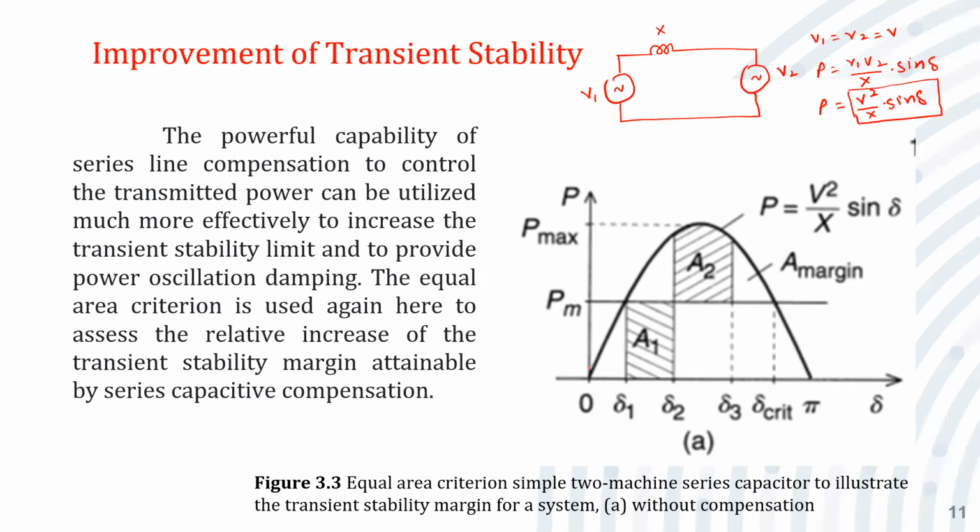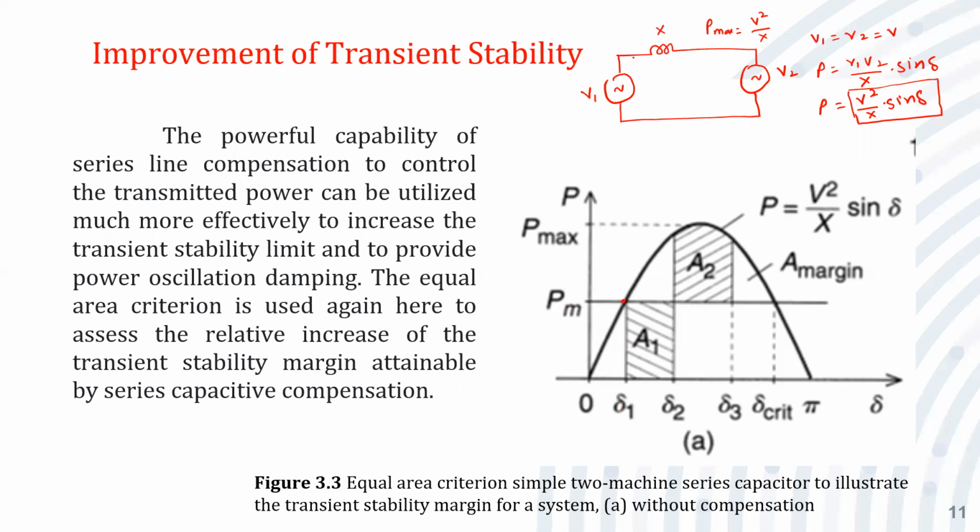This gives the sinusoidal waveform where the maximum power P maximum occurs when sine delta is equal to 1, so it is V square upon X. This is the condition before any fault. The mechanical input and electrical output are the same for the two machine system, and under such condition it is working at delta equal to 0.